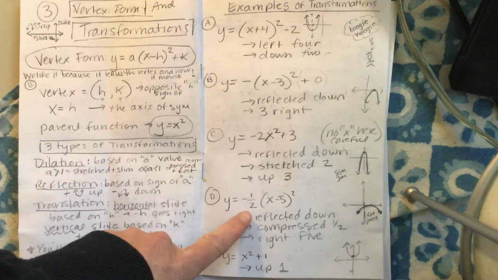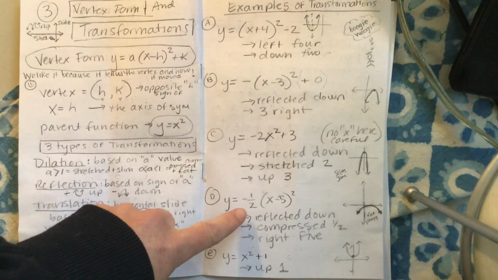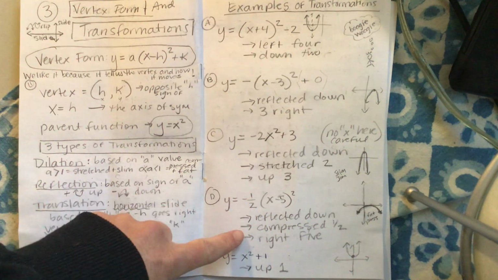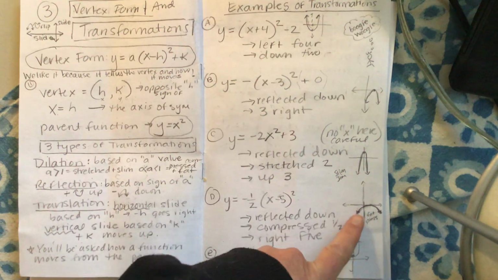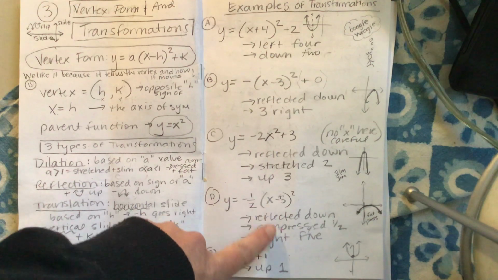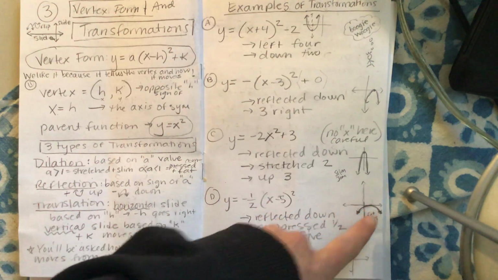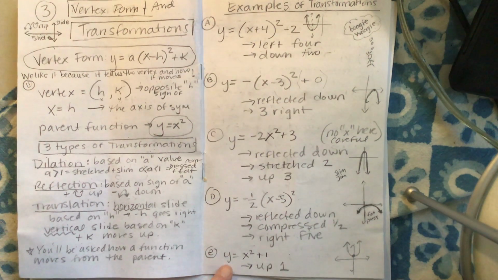Now I have this in vertex form, so I have reflection down. A lot of these are negative. Interesting. Now I have a fraction as the a, so that's going to be compressed and fat. See, this is like fat compared to this is like fat and short. And then I am going right 5, so that's where it is moving horizontally. And then last but not least, I have this.